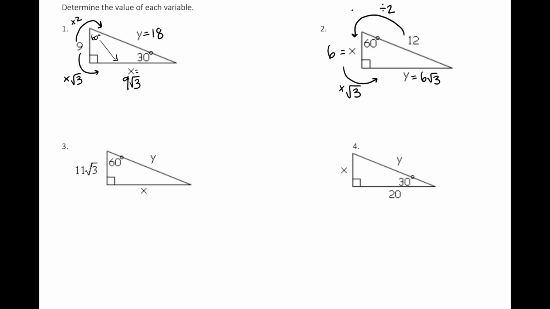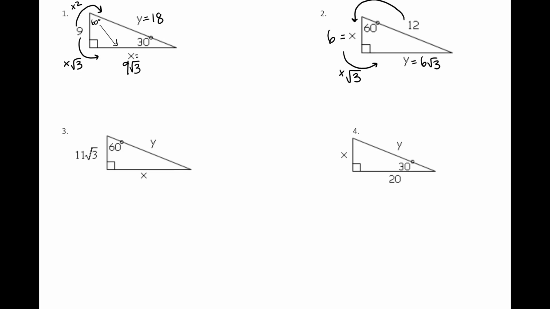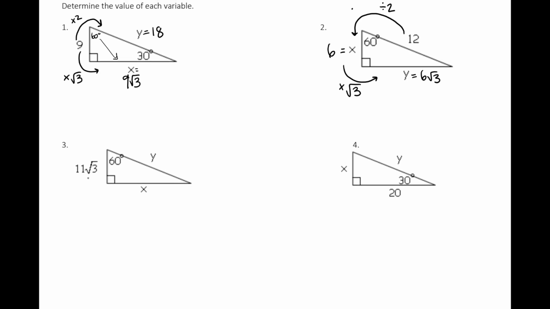All right, let's try this with a different short side length. I have 11 root 3. That doesn't change anything at all. I still, to get from the short side to the hypotenuse, need to multiply by 2. Just remember that when you multiply by 2, which is not in a radical, it's going to multiply with the 11. So I will get 22 root 3. The root 3 is untouched. The root 3 is in a radical, so it is not touched.